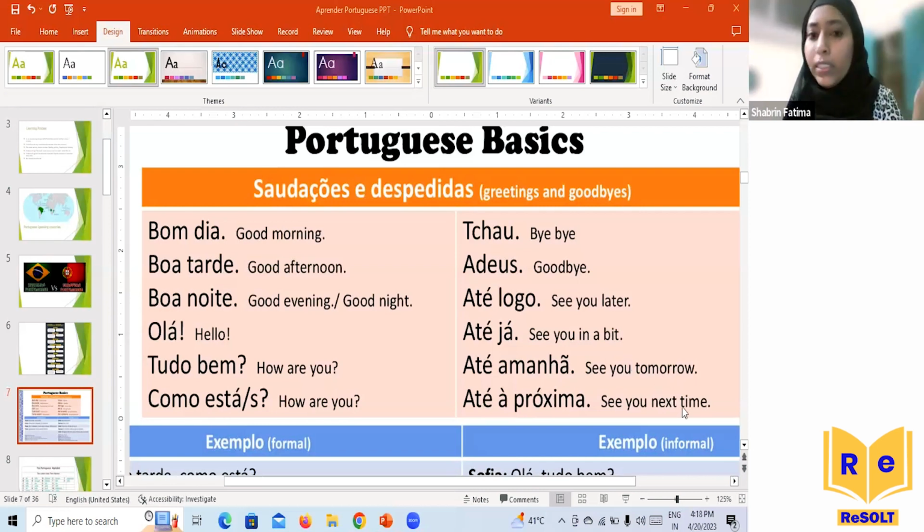If you want to say see you tomorrow, the term is até amanhã. Amanhã is the term for tomorrow, so it's até amanhã. Then if you want to say see you next time, the term for this is até à próxima. Próxima means next, so the whole term is até à próxima, which means see you next time.